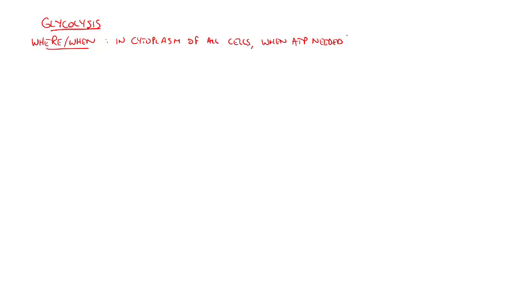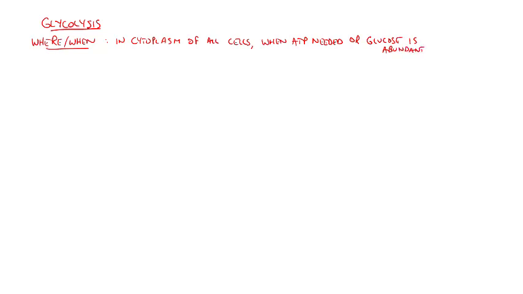Okay, so let's review glycolysis. All right, so there are some things that you need to know about these biochemical pathways, where and when they happen. So glycolysis happens in the cytoplasm of all cells whenever ATP is needed. So in other words, you're working out or something and your ATP levels are low, or glucose is abundant.